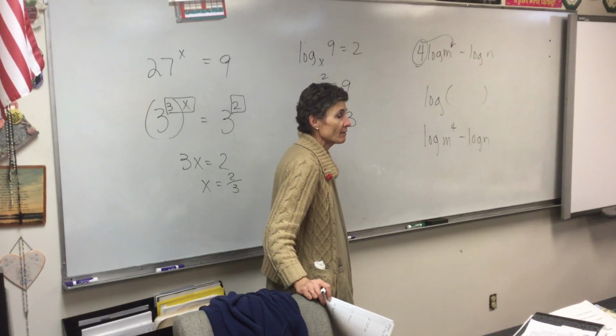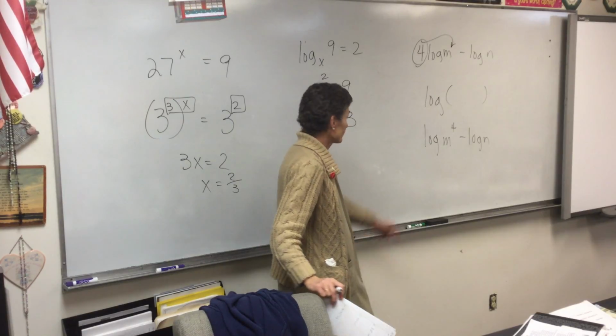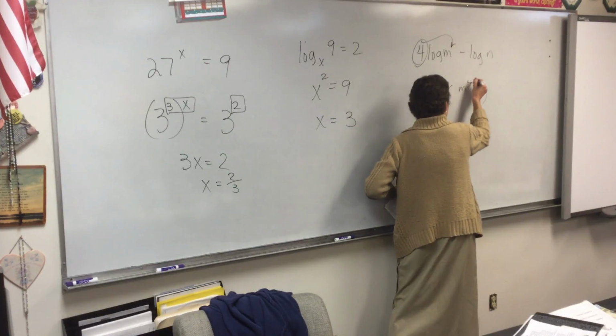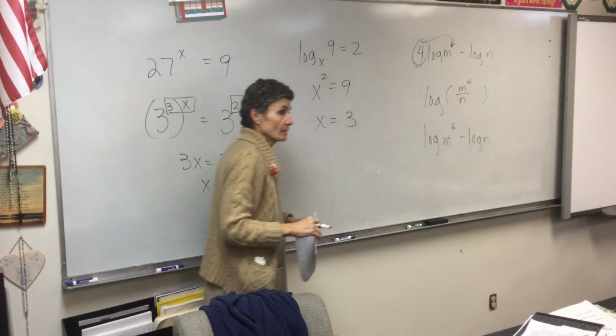What do I do? How do they go together? Look, they're being subtracted, so when I put them together, it's going to be n to the 4th over n, and that's it.